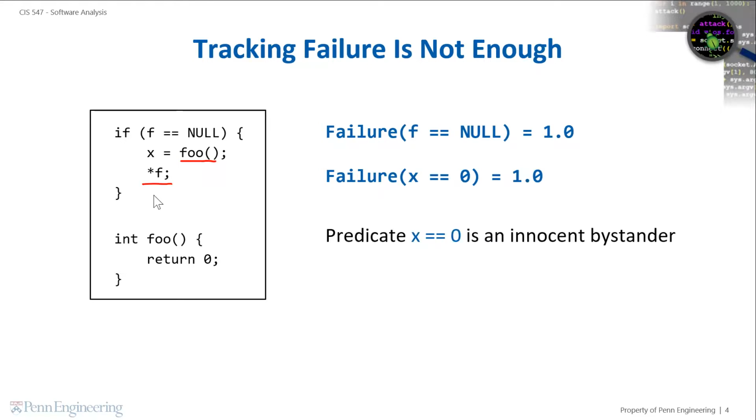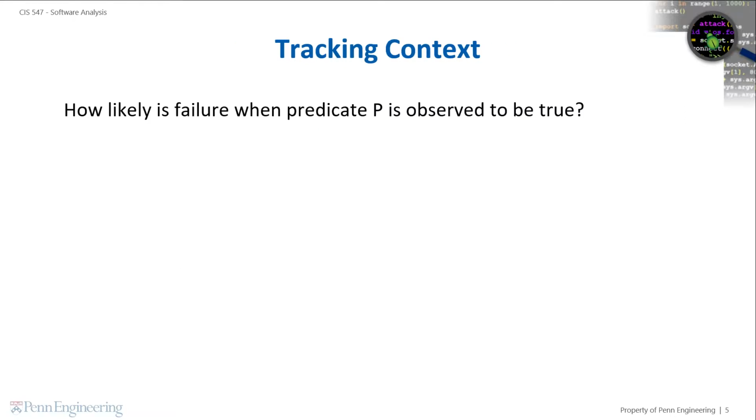This predicate is an innocent bystander, since the program was already doomed by the time we observed this predicate. Therefore, we need a different statistic that takes into account the context in which predicates are observed, so that we don't falsely consider predicates as being predictors of program failure. This is the motivation for the context statistic, which measures the background chance of program failure regardless of what we observe the value of a predicate to be.